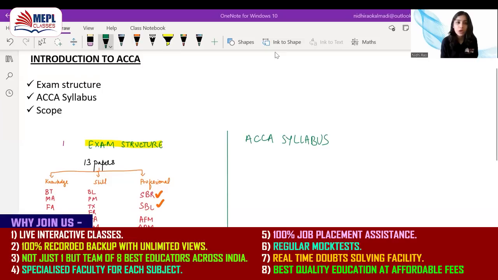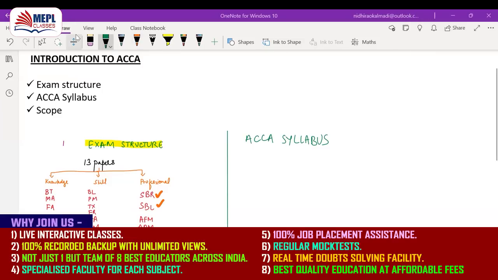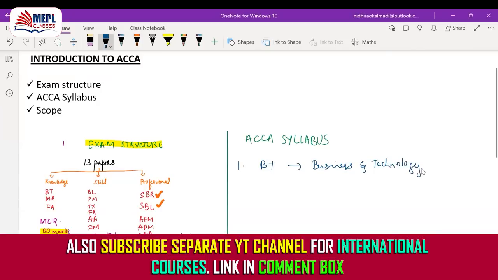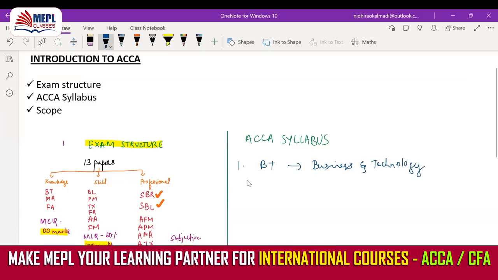So when I talk about BT, which is business and technology, this gives you a perspective into the real world. Why do we need finance and accounting? So it's more about that. The name of the paper is business and technology, which gives you a brief idea as to why there is a necessity for finance and accounting in today's world, or gives you more insights on the real world aspects.